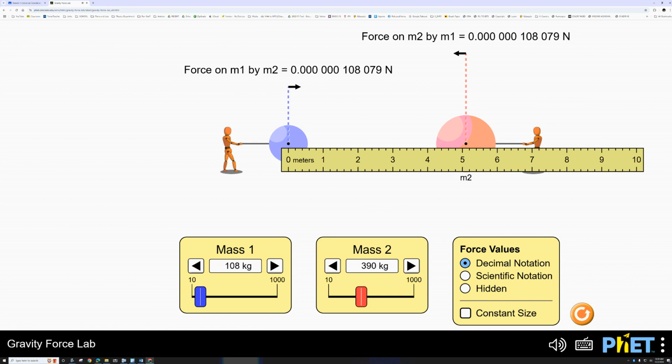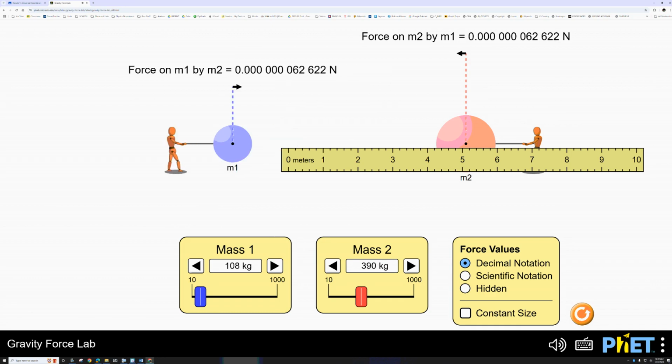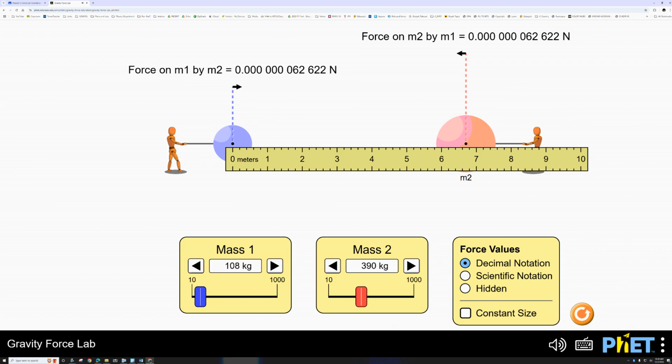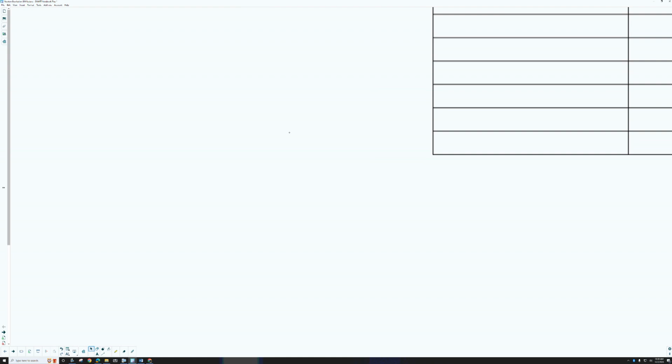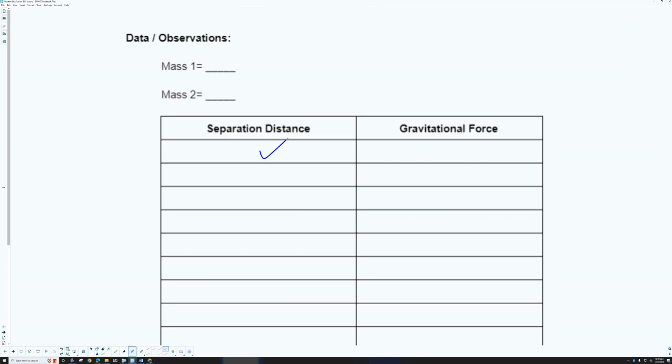So for every trial, from one trial to the next, you're going to increase or decrease the separation distance, and then you're going to see how the force responds to that. See what the force becomes as a result of that. I move that again. You can see that the force changed there. The distance changed, force changed. Now what you're going to do is record both of those values: the separation distance, the distance that we measured with the ruler there, and the gravitational force that resulted from that.